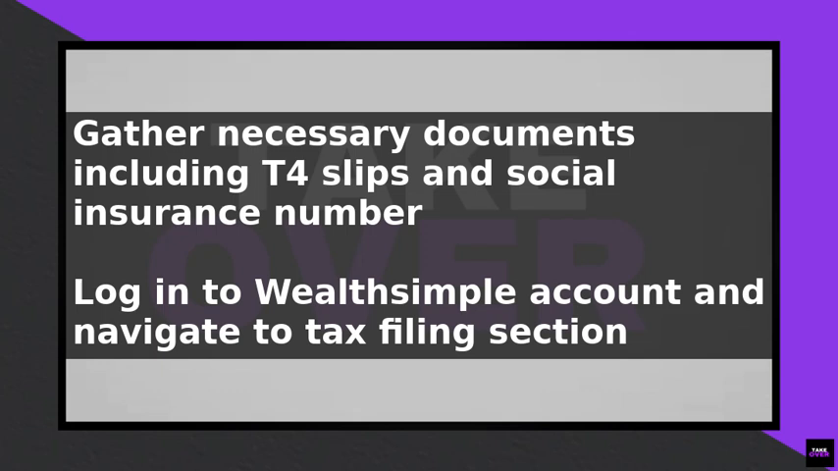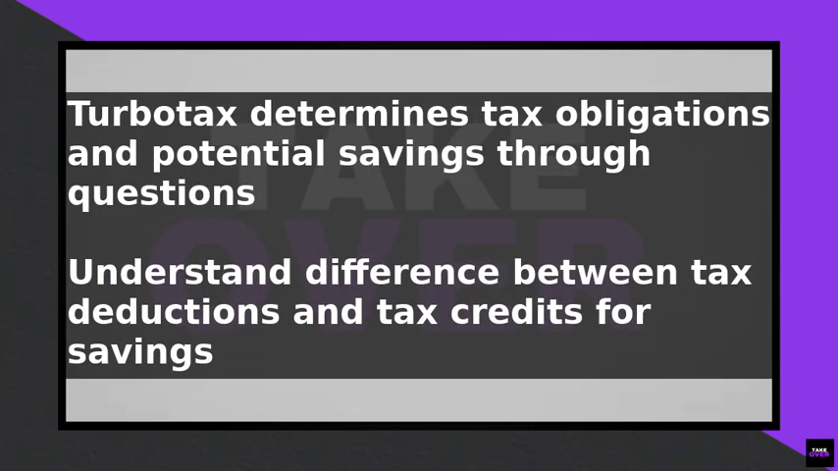One of the key concepts to understand is the difference between tax deductions and tax credits. Tax deductions reduce your taxable income, while tax credits reduce the amount of tax you owe. For example, if you donated to charity, you may be eligible for a tax credit.